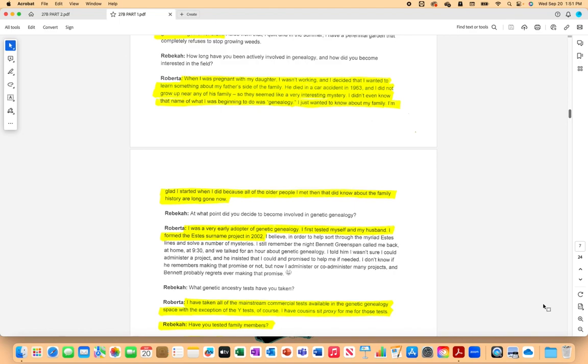I'm glad I started when I did because all of the older people I met then that did know about my family history are long gone now. Sounds familiar.